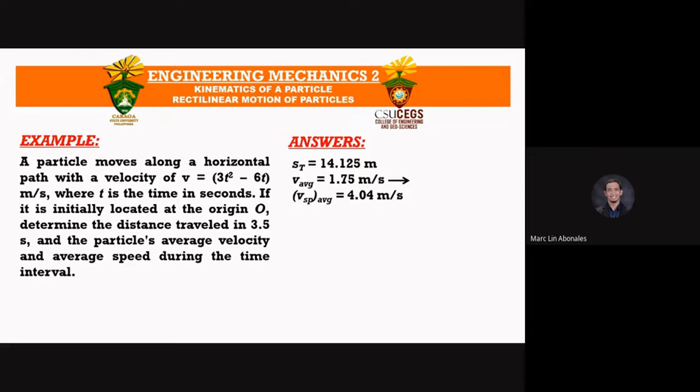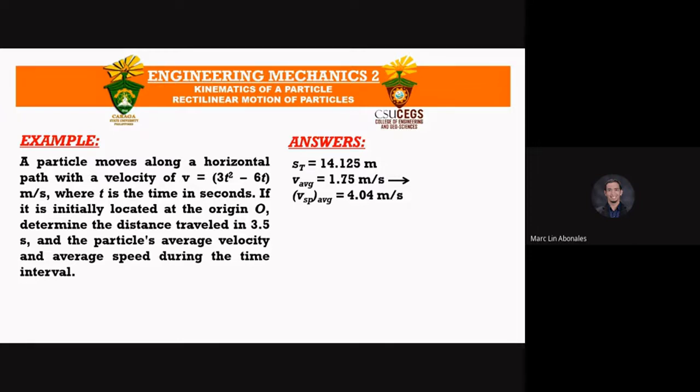So for this example, a particle moves along a horizontal path with a velocity of v = 3t² − 60 meters per second, where t is the time in seconds. If it is initially located at the origin, determine the distance traveled in 3.5 seconds. And also, we need to determine the particle's average velocity and average speed during the time interval.